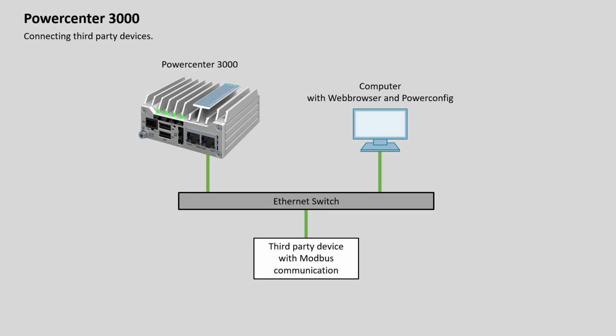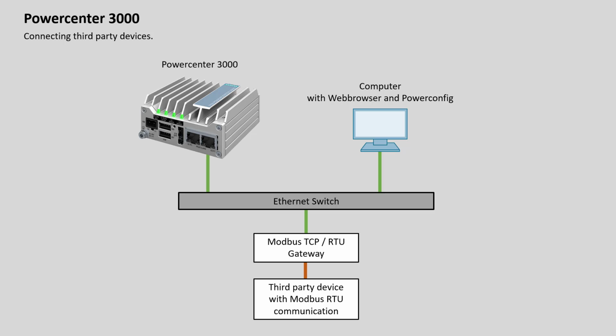Welcome to my tutorial: how to integrate third-party devices to Powercenter 3000. This is possible for all devices with support for Modbus communication. This could be direct Modbus TCP communication to the third-party device, or it is also possible to use Modbus RTU communication. For this, an additional gateway for translating Modbus TCP to Modbus RTU is required.